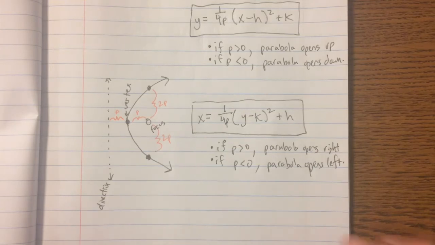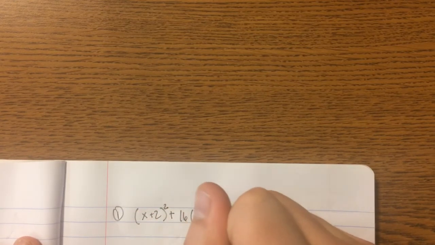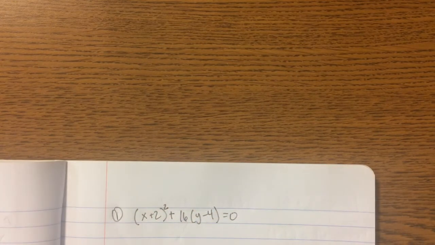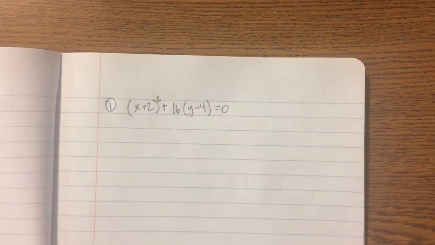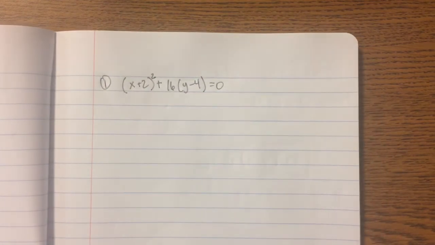So let's do an example then. Let's say I've got (x + 2)^2 + 16(y - 4) = 0. Say, okay, go ahead and graph that. What's your first reaction here? Graph that. The what? Yeah, this whole thing is sort of not in the right form, right?